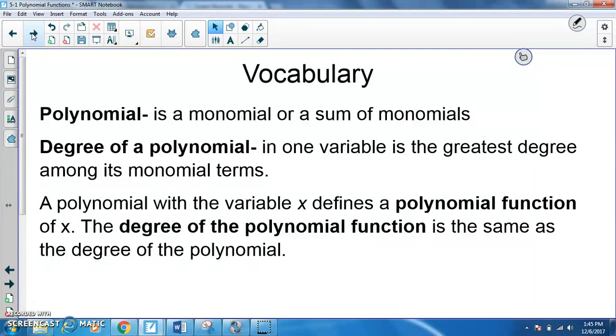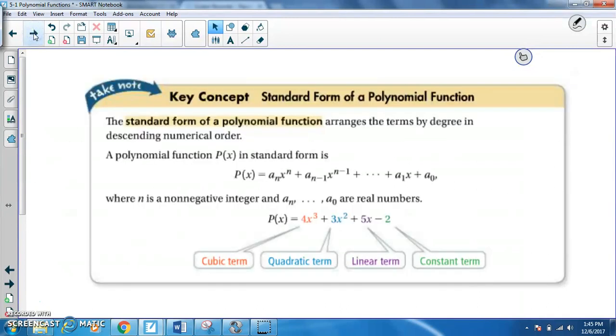A polynomial function with the variable x defines a polynomial function. The degree of the polynomial function is the same degree as the polynomial, still the highest exponent. Standard form of a polynomial is when we put the terms in order with our highest exponent going to our lowest exponent.